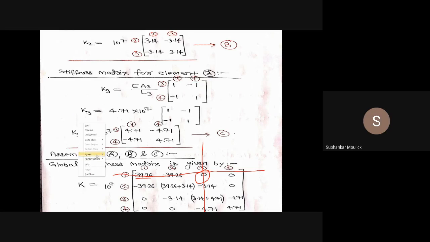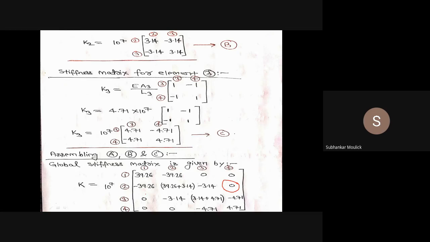Similarly, in this manner, you have to complete this entire global stiffness matrix table. If this particular value, say second row and fourth column, is present in any of the equations, then only I will write it. If it is not present, I will write it as zero.